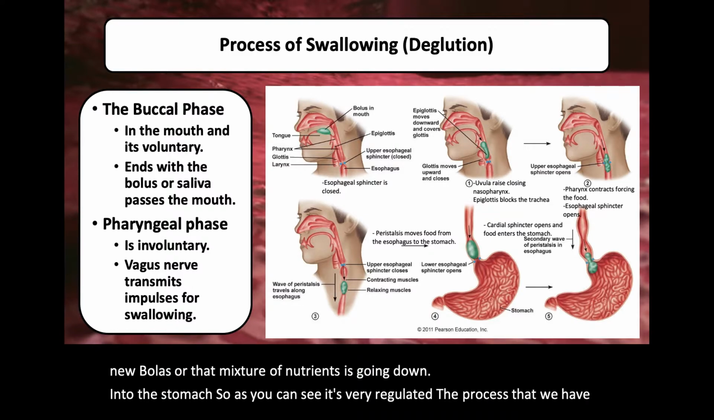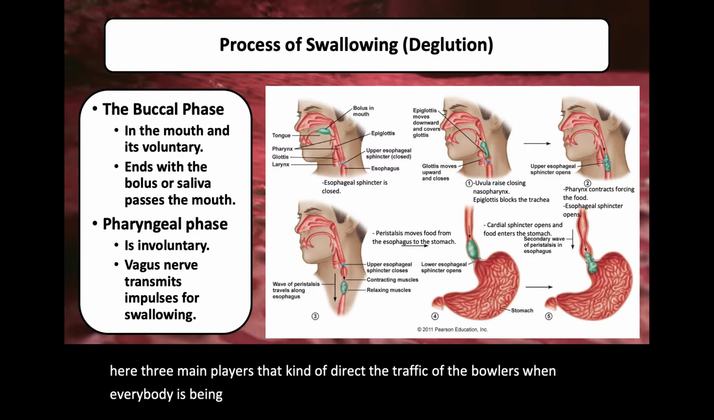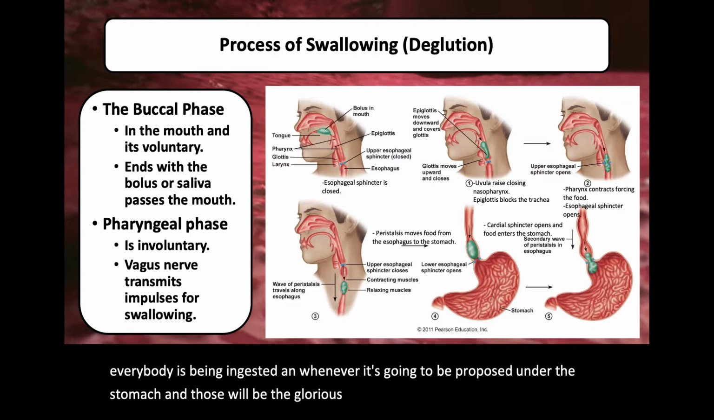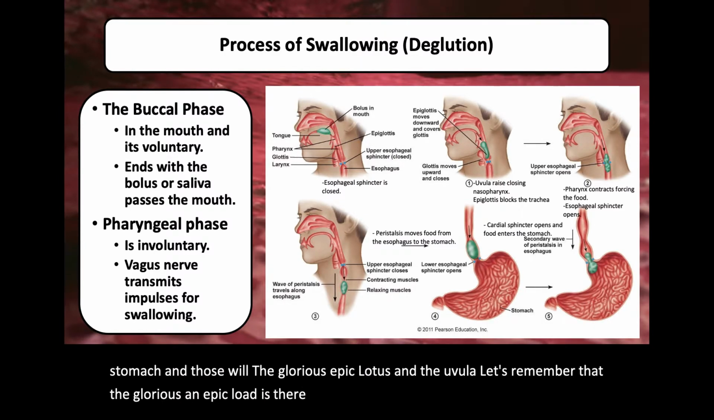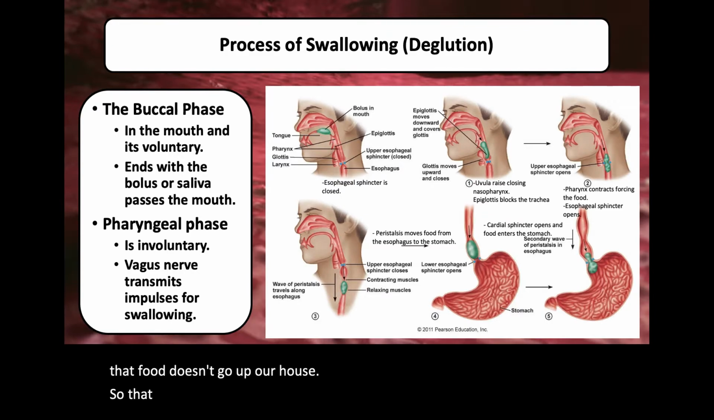Three main players kind of direct the traffic of the bolus whenever it's being ingested and whenever it's going to be propelled down into the stomach, and those would be the glottis, epiglottis, and the uvula. Let's remember that the glottis and epiglottis, their function is to block the trachea whenever solids are coming down, and the uvula's is to block the nasopharyngeal cavity so that food doesn't go up our nose. So that is pretty much what happens every single time when we try to swallow something.